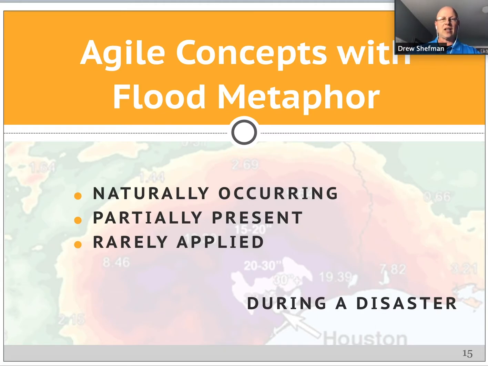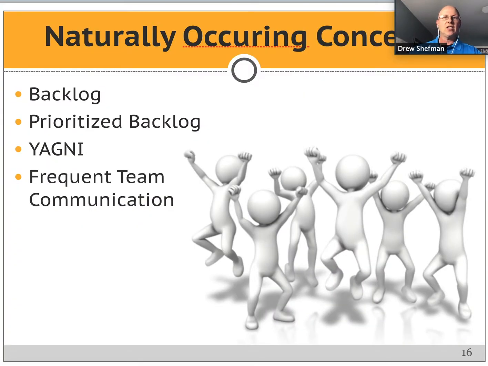So now the Agile concepts with a flood metaphor. I assert that some of the concepts just naturally occur. It seems silly for them not to. Some of the concepts are partially present, and some of them are rarely applied. And this is all, of course, during a disaster. So here are some of the naturally occurring concepts. Things like the backlog, prioritized backlog, YAGNI, frequent team communication.